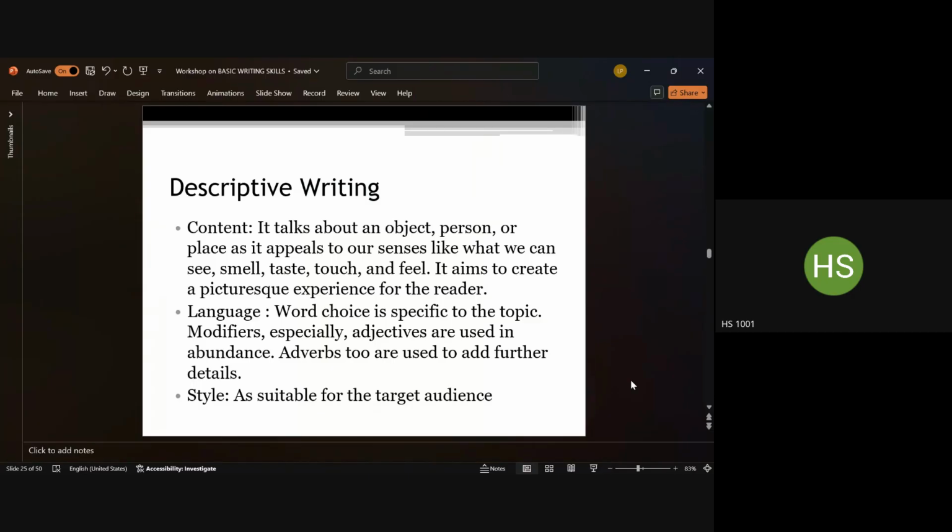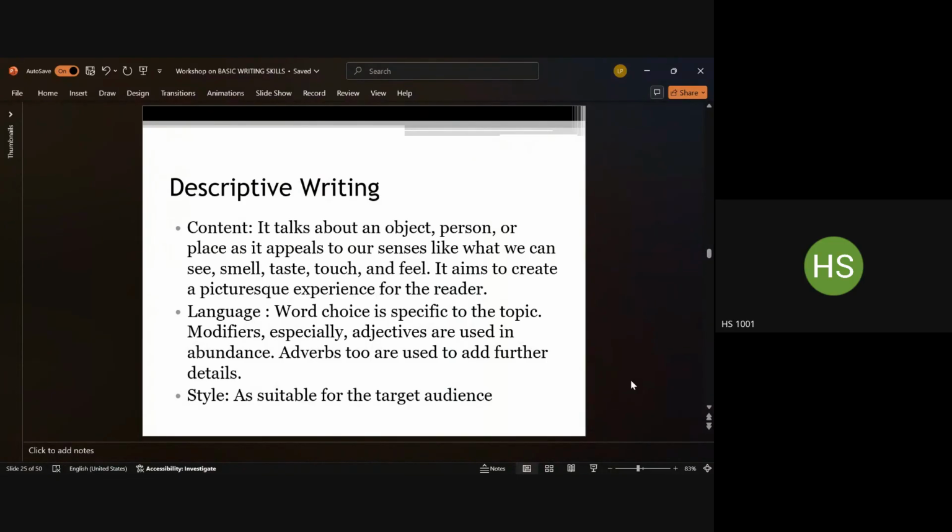Now, for descriptive writing particularly, what would the content look like? If you're writing a descriptive paragraph, how is your content going to look? It is going to mostly talk about either an object or a person or a place or a situation as it appeals to your senses, right? And by senses, what do we mean? Anything that you can see, anything that you can smell, taste, touch, feel.